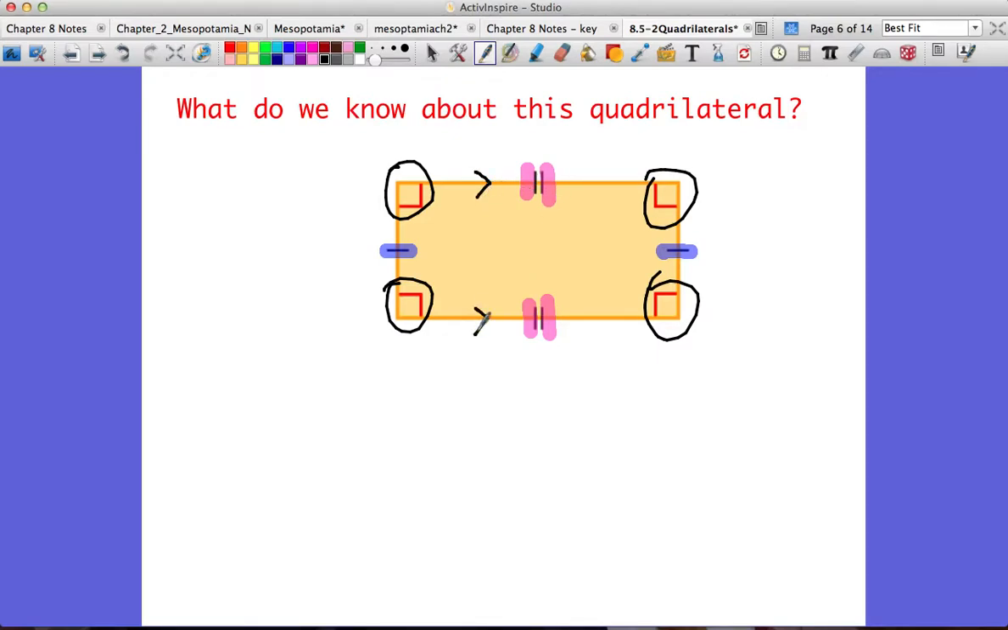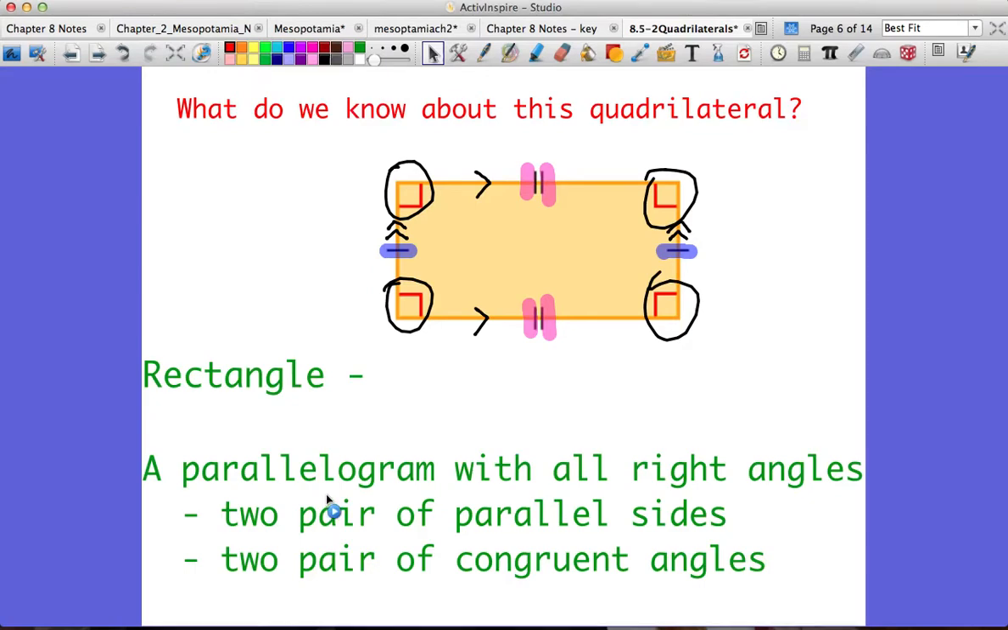Again, we have this side and this side being parallel to one another, and this side and this side being parallel to one another. So this is still a parallelogram because it has two sets of parallel sides, two sets of congruent sides, and two sets of congruent angles. However, again, more specifically, this is a rectangle. A rectangle is a parallelogram with all right angles.